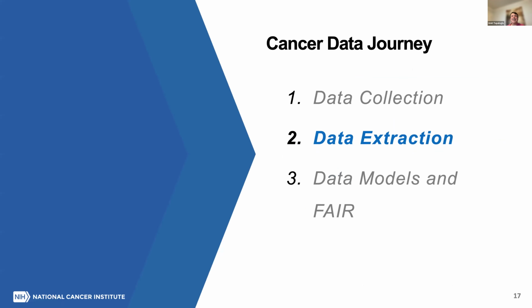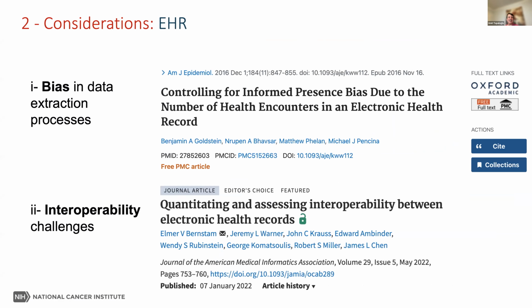Thanks, Robnet. And we are moving into the second section, which is the data extraction. When we look at the data extraction, of course, probably one of the most important aspects is the bias, such as informed presence bias. Ben Goldstein and colleagues have published this. I'm sure there are many other similar publications. The importance of it should be considered in any type of data extraction from EHR or other data sources.